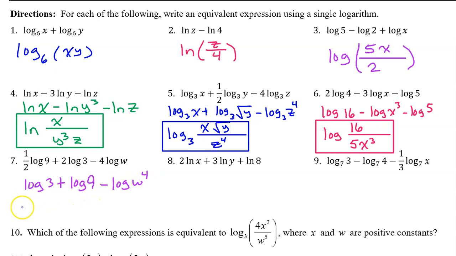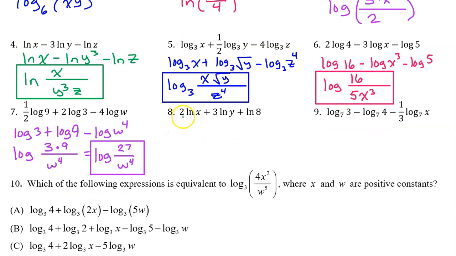Now we can write a single log of a quotient. The first term is positive, so I put a 3 in the numerator. The second term is also positive, so I need to put the 9 in the numerator. It is multiplying. And the third term is negative, so w to the 4th power belongs in the denominator. But let's go ahead and multiply 3 times 9 and get 27.